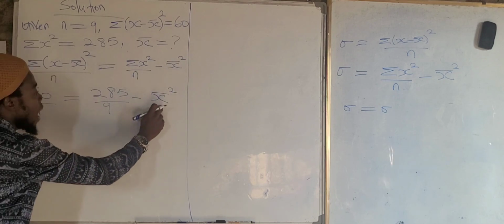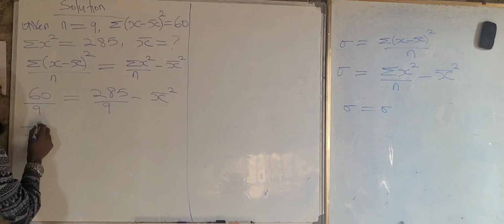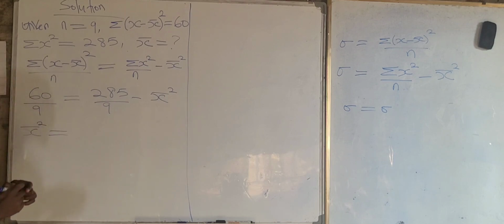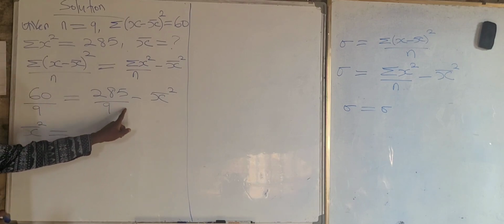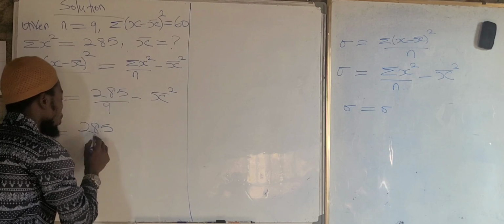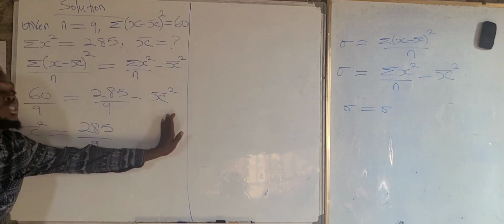So what I will do now, I will take this term to this side. We now have x bar the whole square equal to, and observe something here again. After the equal sign, we have 285 all over 9. Is that all? No. Here also we have 60 upon 9. So we are taking this term to this side again.